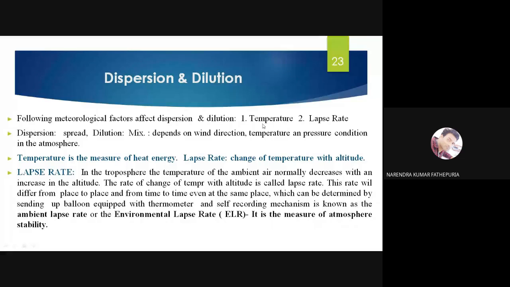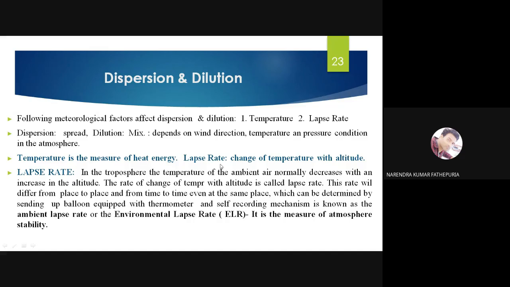The following factors matter: first is the temperature, second is the lapse rate. I will be talking about the temperature, lapse rate, and pressure one by one. In simple terms, dispersion means spread, dilution means mixing. They depend on the wind directions, temperature, and pressure conditions in the atmosphere. We have already classified the various spheres: mesosphere, ionosphere, stratosphere, troposphere, all that. There is a temperature range and there is height in kilometers. So with respect to altitude, with respect to height in the atmosphere, these various layers are defined.